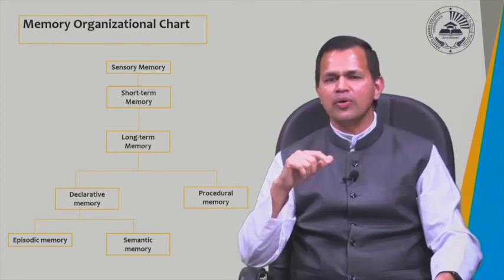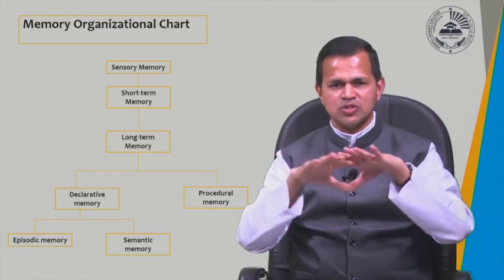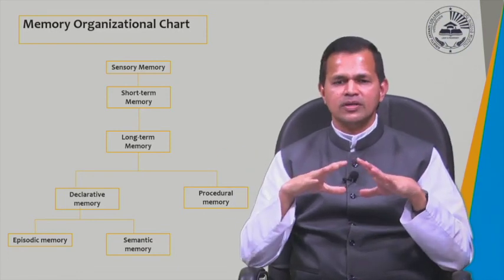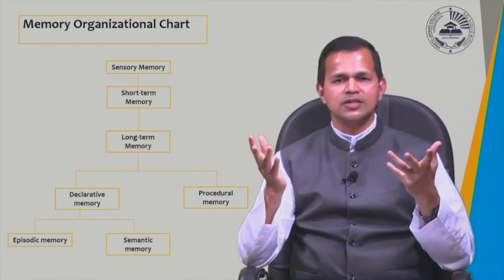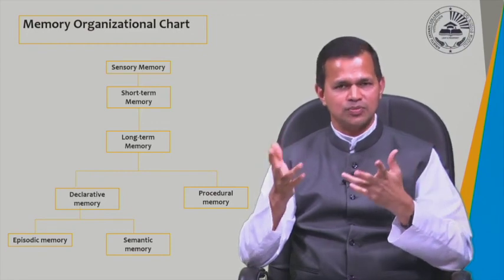Third one is long-term memory, in which we already said there is procedural memory, declarative memory, semantic memory, and episodic memory. We will continue in the next hour.